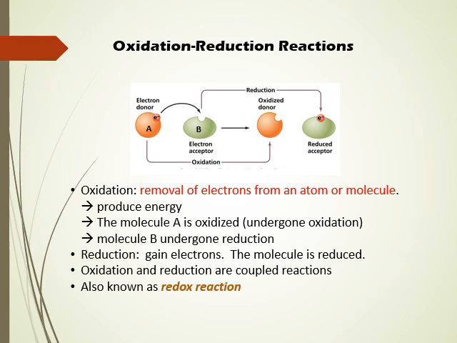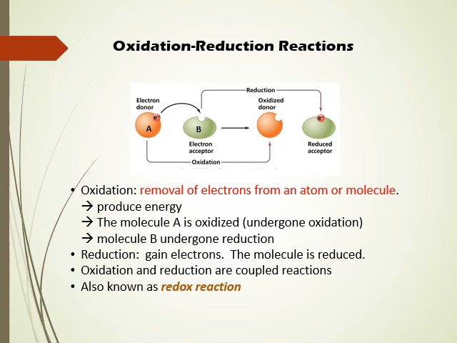What we have here is a reaction whereby we have molecule A and molecule B, producing oxidized A and reduced B. Molecule A loses electrons to molecule B. Molecule A donates the electron to molecule B, and molecule B becomes the electron acceptor. So in this process, molecule A has undergone oxidation, whereby molecule B has gone through reduction.